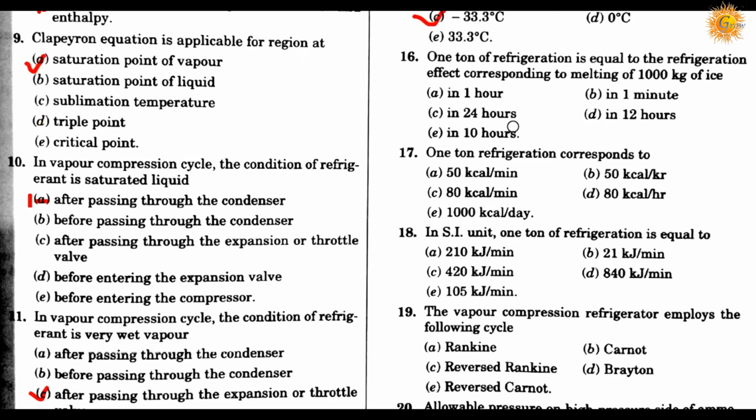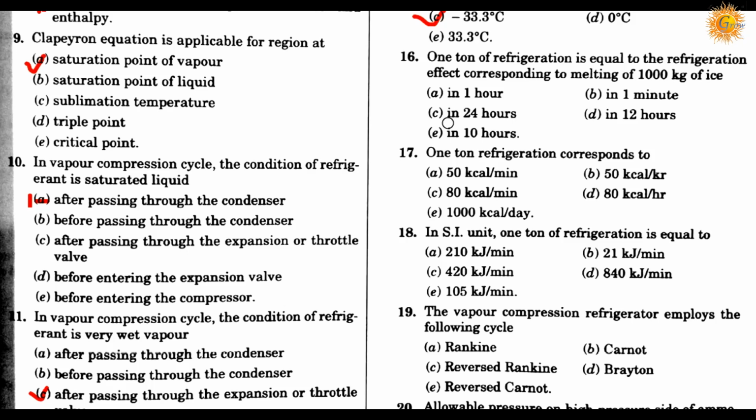Question number 16. 1 ton of refrigeration is equal to the refrigeration effect corresponding to melting of 1000 kg of ice. Option A, in 1 hour. Option B, in 1 minute. Option C, in 24 hours. Option D, in 12 hours. Option E, 10 hours. So the correct answer is C, in 24 hours.